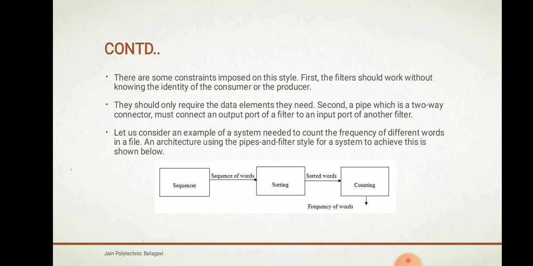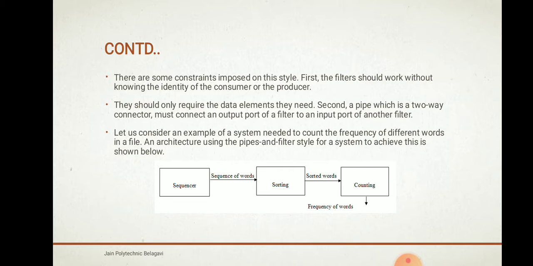First, the filter should work without knowing the identity of the consumer or producer. The identity should not be known. They should only require the data elements they need. Second, a pipe, which is a one-way connector, must connect an output port of a filter to an input port of another filter.